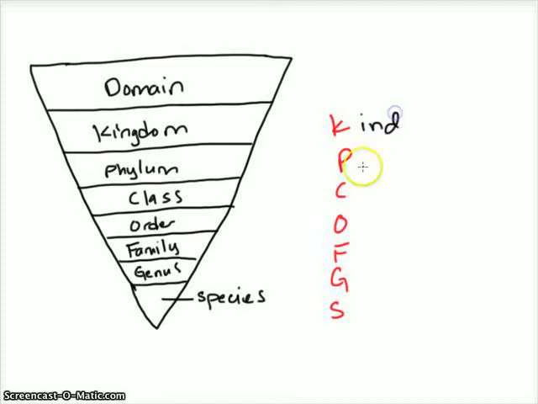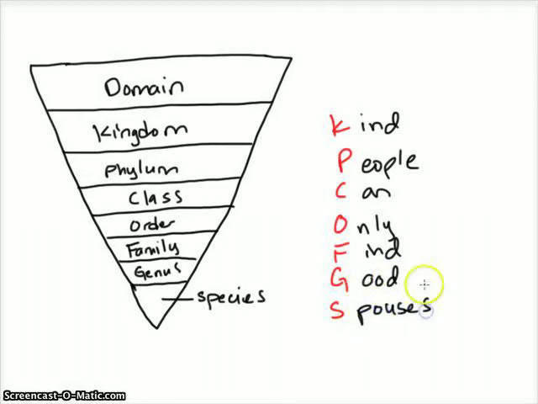So we have: kind people can only find good spouses. Kingdom, phylum, class, order, family, genus, and species. Of course, we have domain, so you have to remember also domain, but a lot of times they don't use domain to categorize organisms, so these are just the main 7 of them. So, kind people can only find good spouses. So kind of ingrain that into your memory.